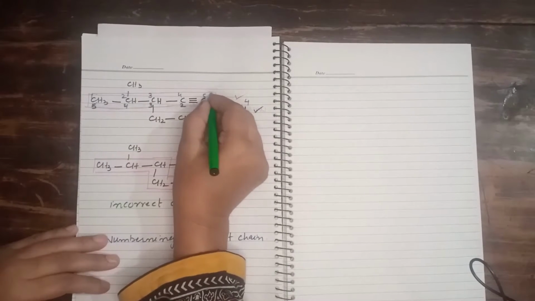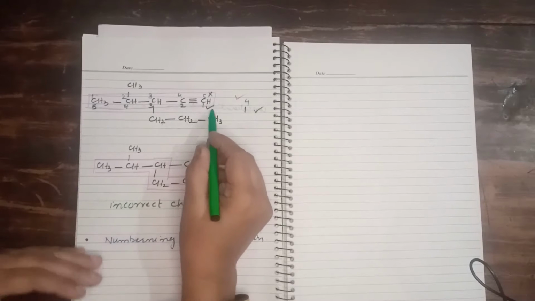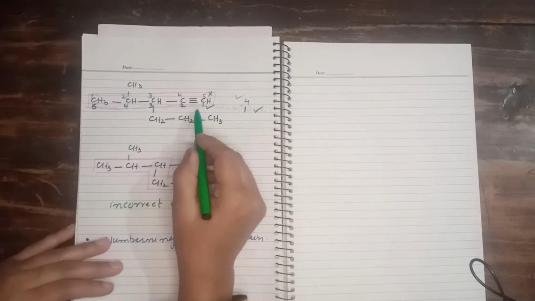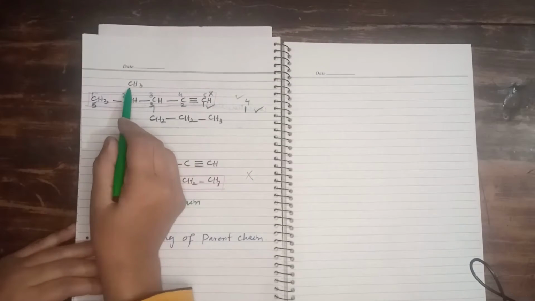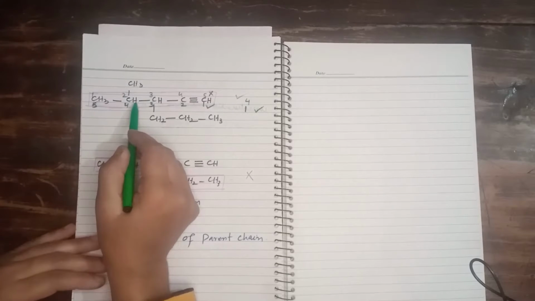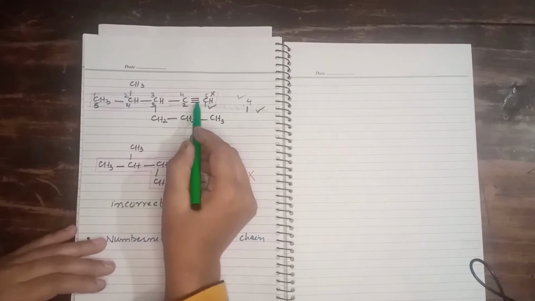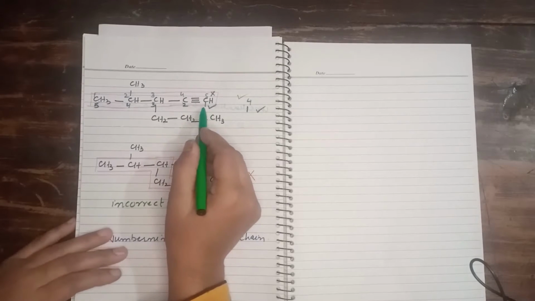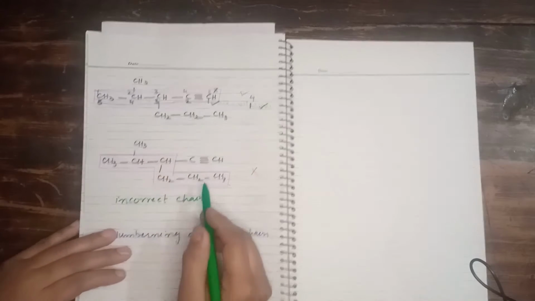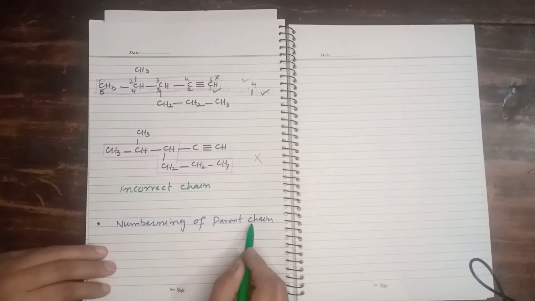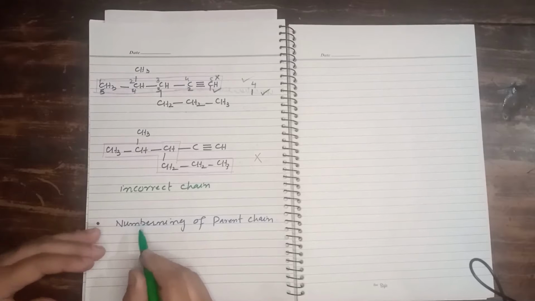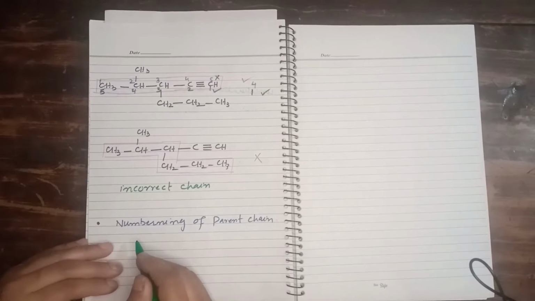And this is not correct. We will not do the numbering from left hand side. We will do the numbering from right hand side to assign the lowest possible number to triple bond, right? When functional group and methyl radicals both are present within the molecule, we must prefer the functional group. We must assign the lowest possible number to functional group. Got it, students? Now, we do the numbering of the parent chain in such a way that the functional group as well as the alkyl radicals must get the lowest possible number. Clear, students? Now see the next rule.